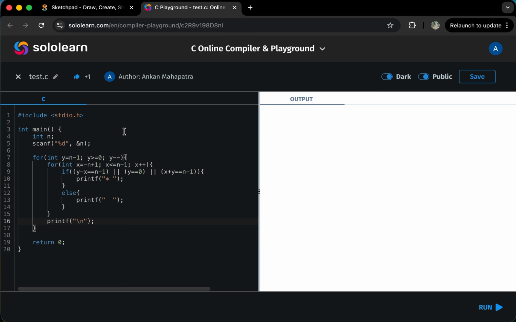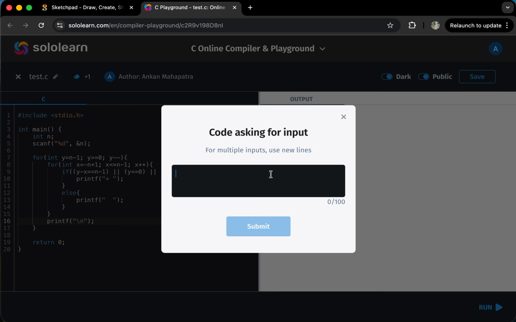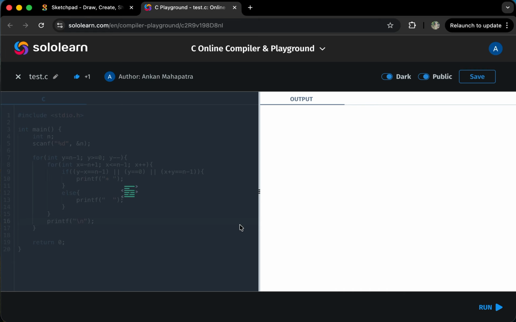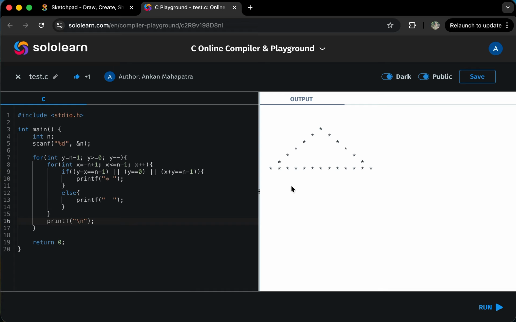So this is the code. Now let's try to run this. Let's pass n equal to 7. So we are getting a pyramid pattern, which is hollow from the inside. So this is the output.